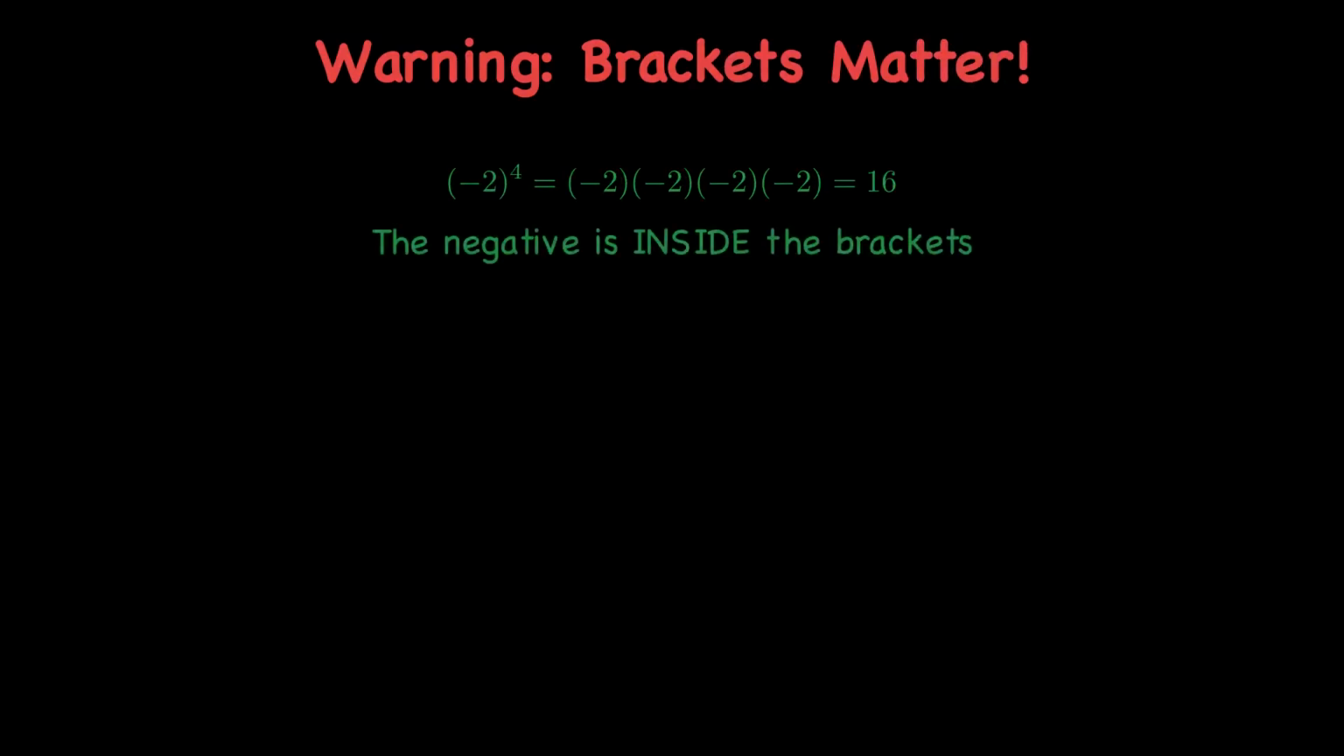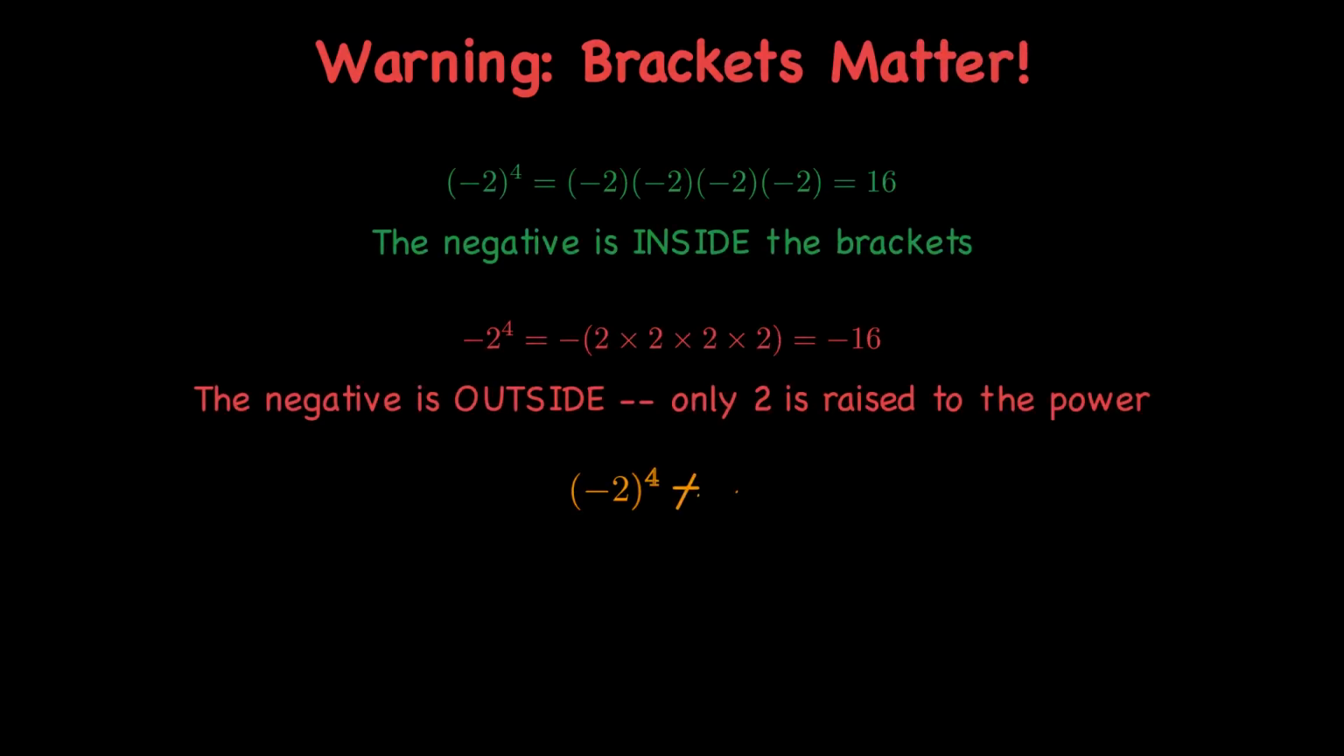Be very careful with brackets. Negative 2 in brackets to the power of 4 equals positive 16. The negative sign is inside the brackets, so it gets raised to the power. But negative 2 to the power of 4 without brackets means we only raise 2 to the power of 4, then apply the negative. That gives us negative 16. These two expressions are not the same.